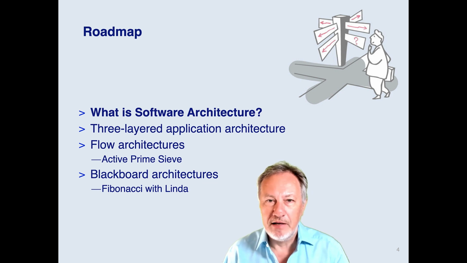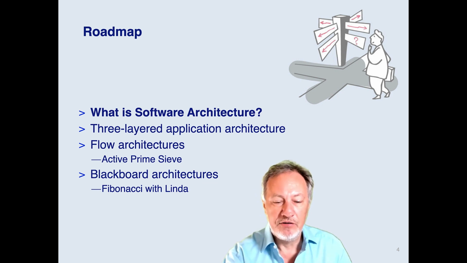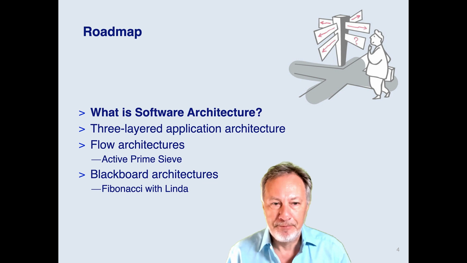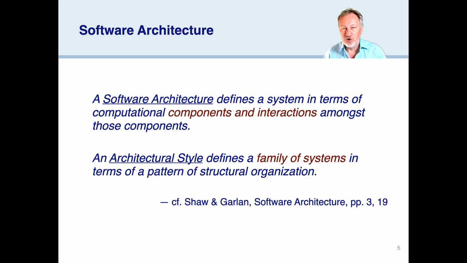But first, let's have a quick look at what exactly a software architecture is. So Shaw and Garlan define software architecture as a way of defining a software system in terms of computational components and interactions amongst these components. And these interactions can be described in terms of connectors. So how are these components allowed to communicate with each other? How are they constrained to communicate?